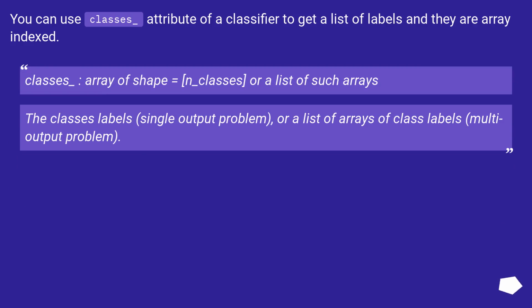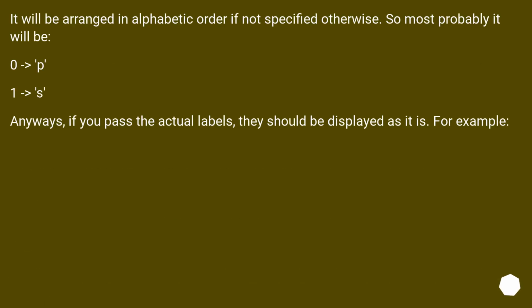You can use the classes_ attribute of a classifier to get a list of labels, and they are array indexed. classes_: array of shape (n_classes,), or a list of such arrays, the class labels for a single-output problem, or a list of arrays of class labels for a multi-output problem. It will be arranged in alphabetic order if not specified otherwise. So most probably it will be 0: P, 1: S.